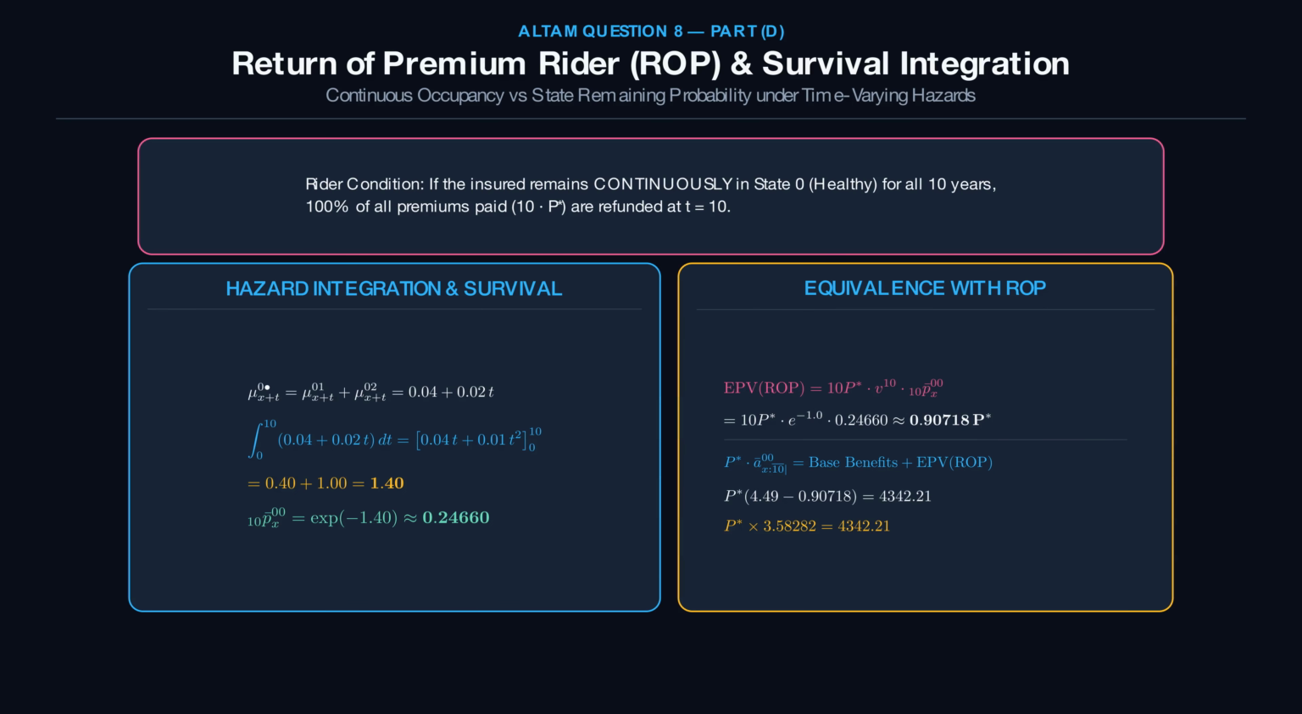The writer refunds 10 years of P star at T equals 10 if the life stays continuously healthy. The integrated exit force is 1.40, so 10-year continuous healthy survival is about 0.24660. That refund liability shrinks the premium annuity denominator.